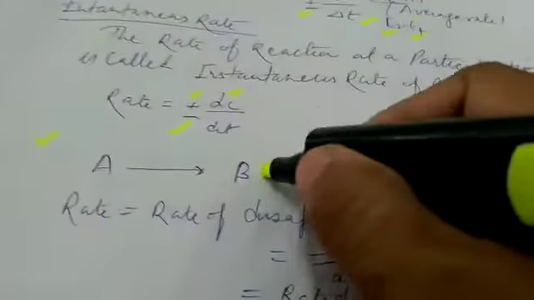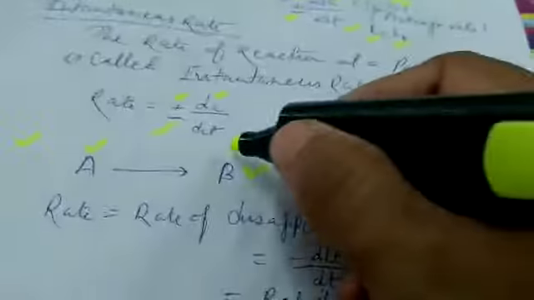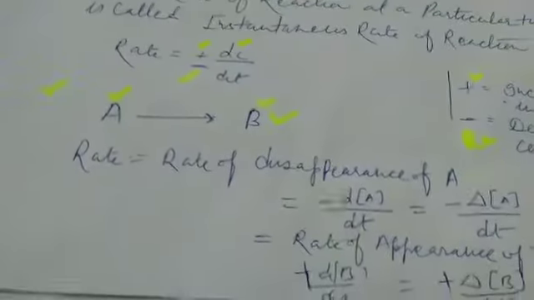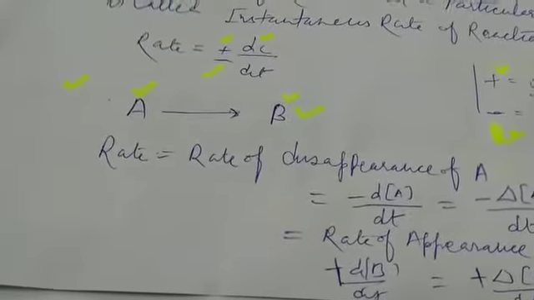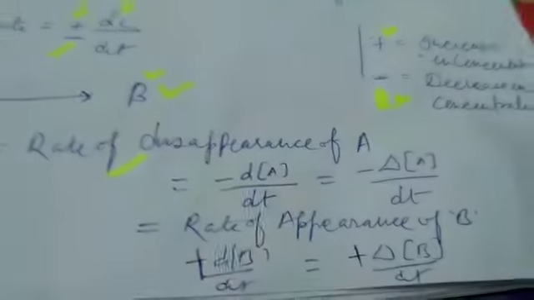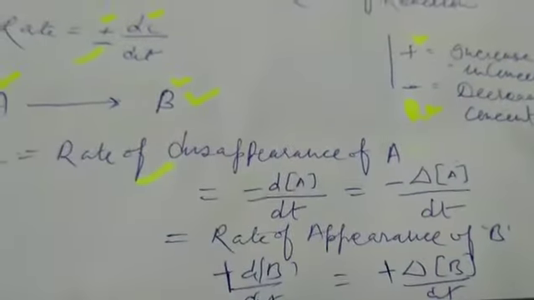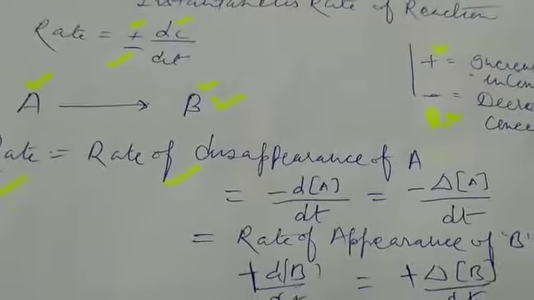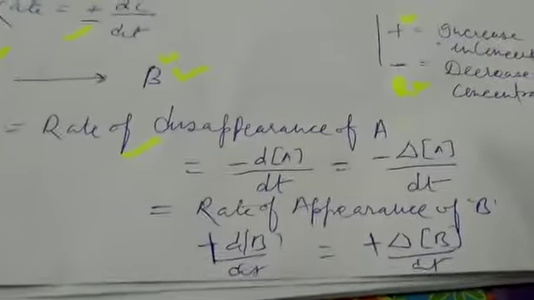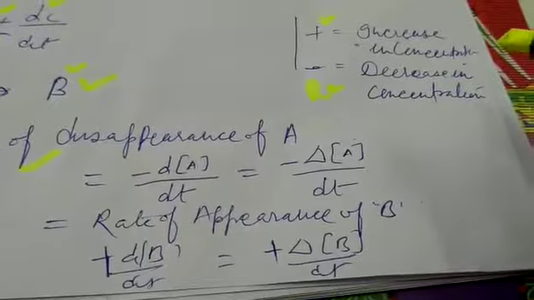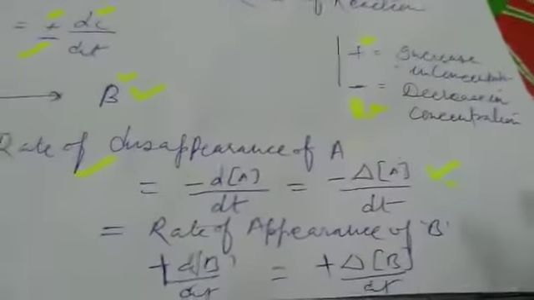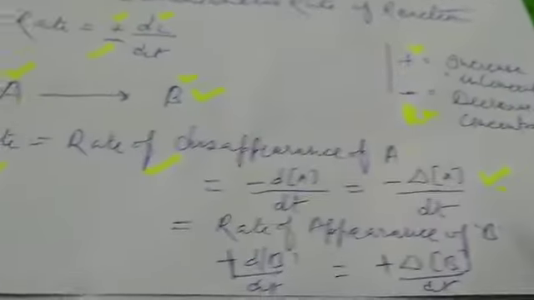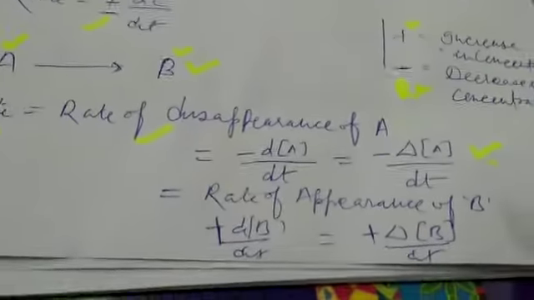Now consider this reaction in which A is the reactant and B is the product. A is converted to B. So the rate of reaction can be defined by both reactant and products. How? Rate equals the rate of disappearance of A. A is the reactant, so it will disappear with time. So the rate of reaction will be minus dA upon dt, equal to minus delta A upon delta T, where delta A upon delta T is the average rate of reaction and minus dA upon dt is the instantaneous rate of reaction.